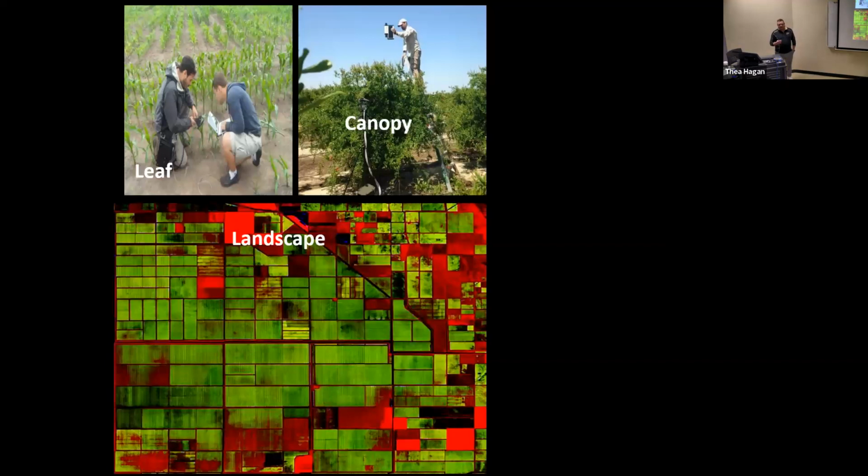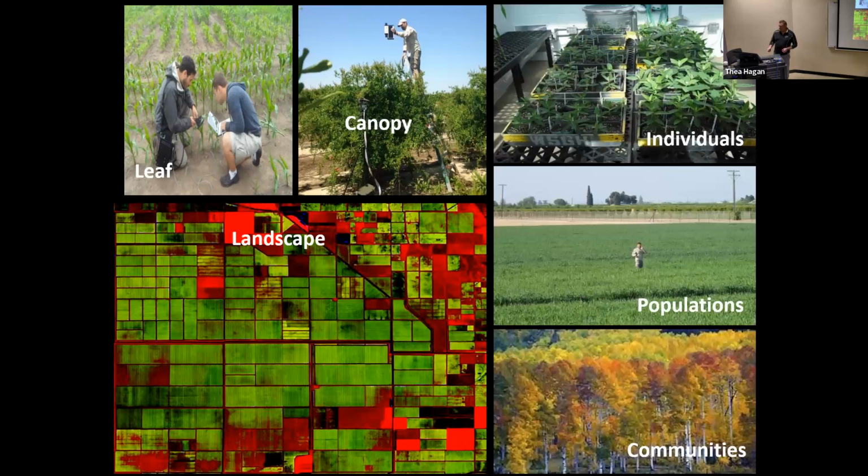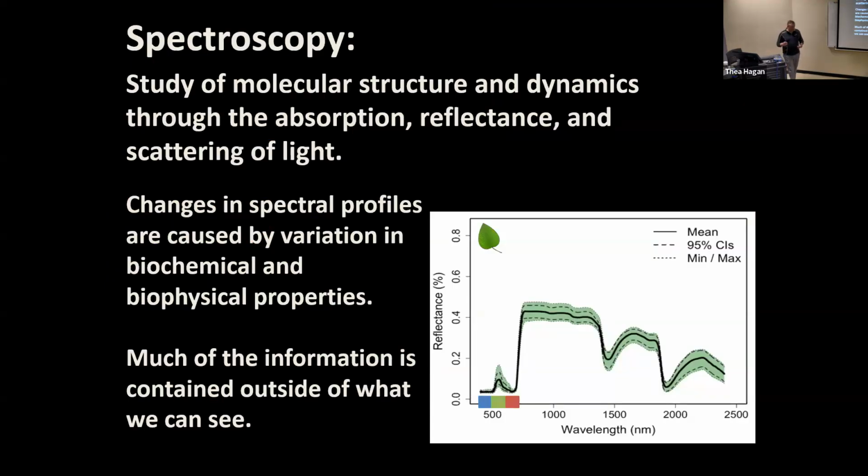So what we need to do is to develop questions that can occur at multiple spatial scales, so we can start to blend these different levels of detail of information together. So we need approaches that we can use at the suborganismal level, such as the leaf, the whole organismal level, so the canopy, and then we can actually scale up to landscape measurements as well. So we can start to ask questions about how do individuals respond to stress, how do populations respond to stress, and ultimately how do communities respond to stress. And one of the approaches that my program uses is spectroscopy.